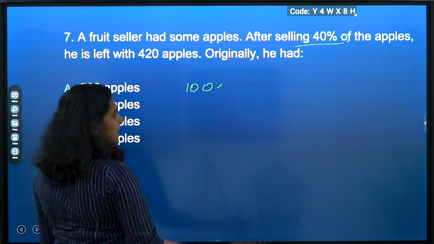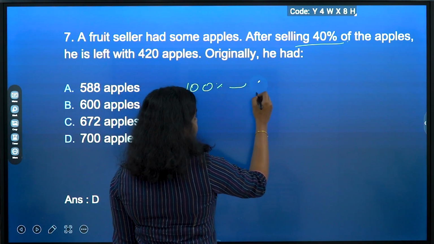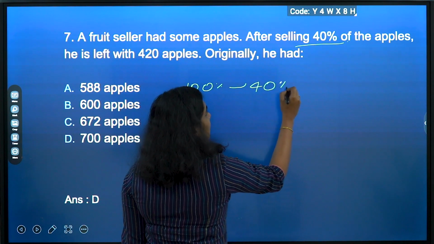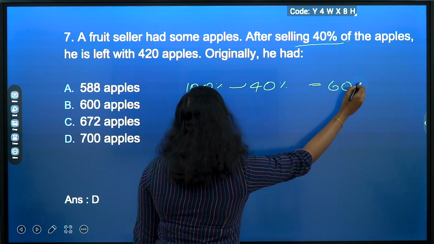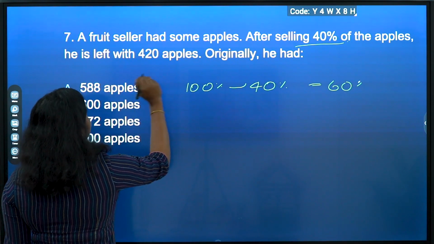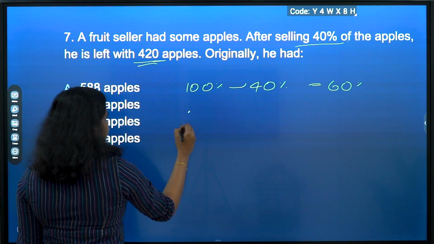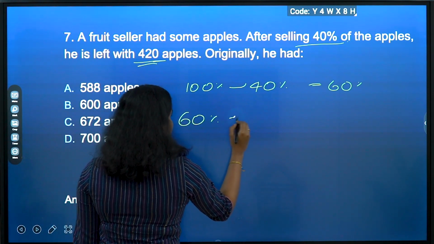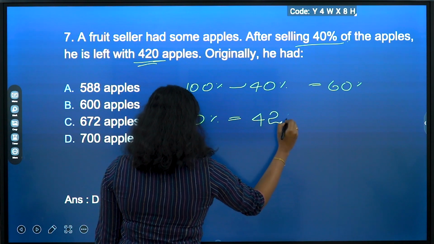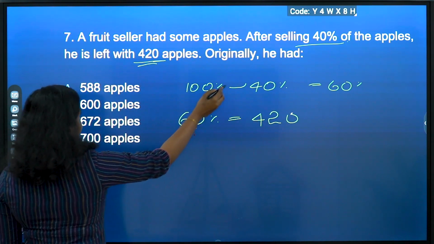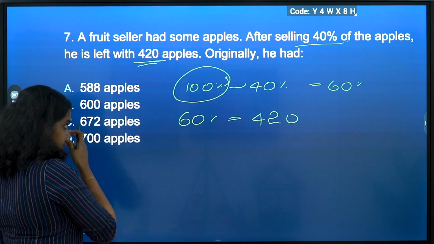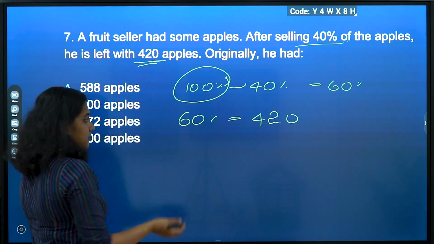Now, he sold 40%. So that means he is left with 100% minus 40% is 60%. So he is left with 60%. So 60% is 420. Now you have to find out the 100%. That is the question. So you know the conventional method, right?